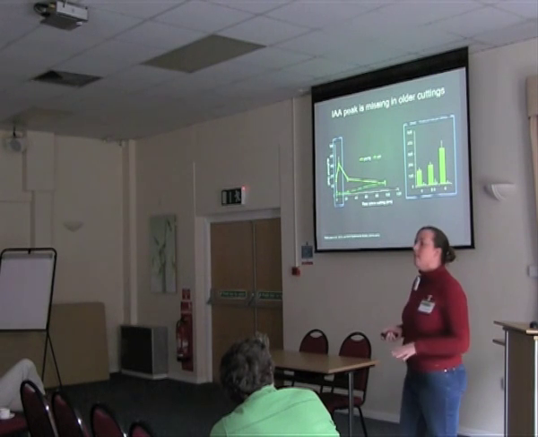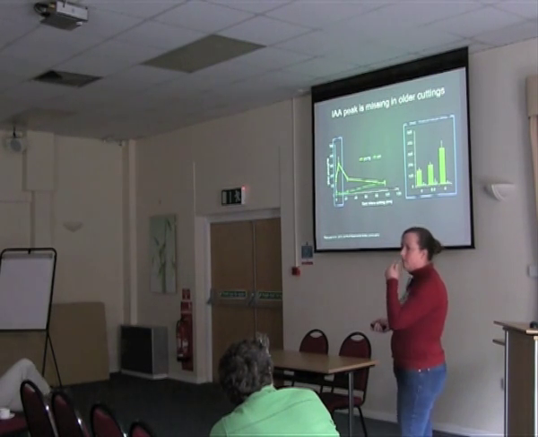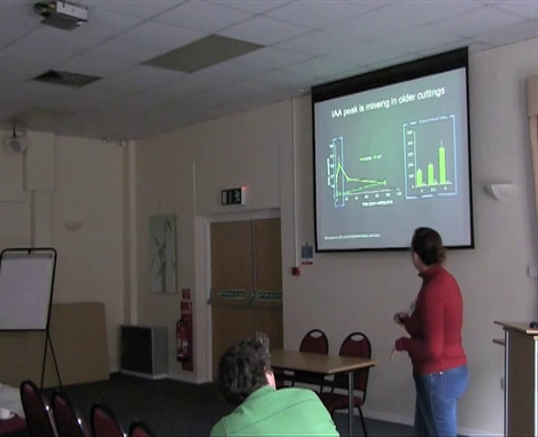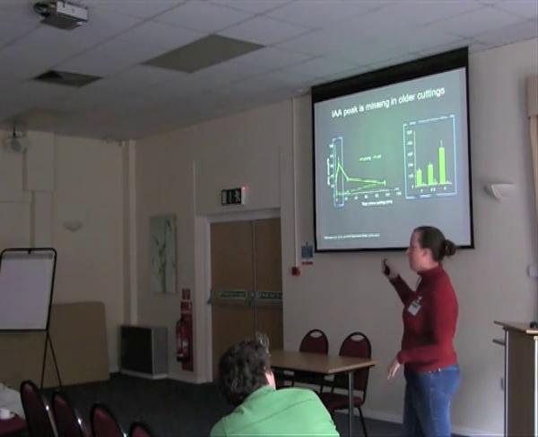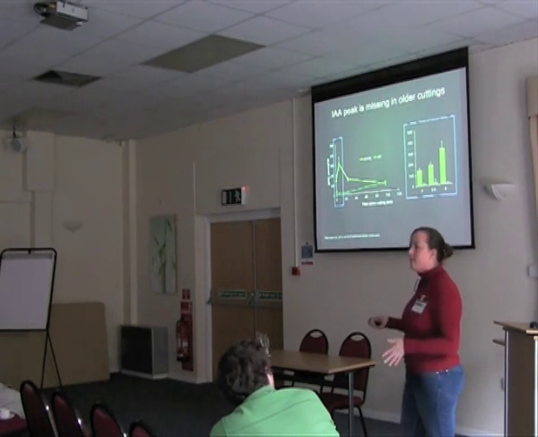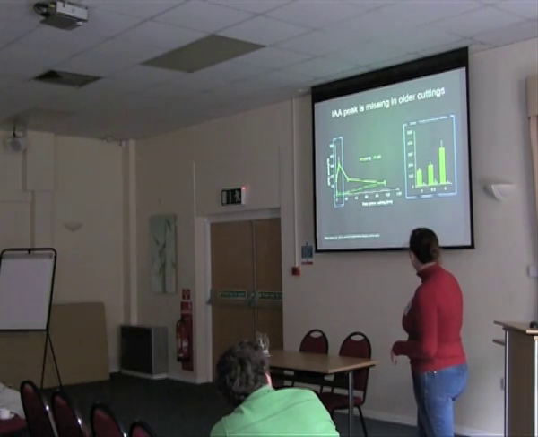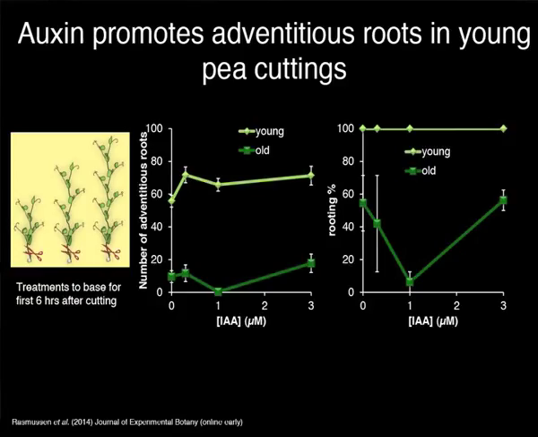And in the old ones, this is missing. And we thought, hey, this is cool. It doesn't quite fit with our results from the mutant that I showed you at the beginning that has high endogenous auxin, but maybe in this system, this is what it is. So I added auxin. Where is it? Here we go. And yeah, we can make the young ones produce more adventitious roots if we add auxin.